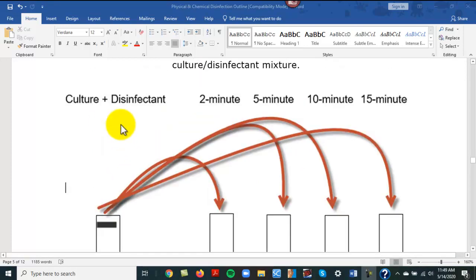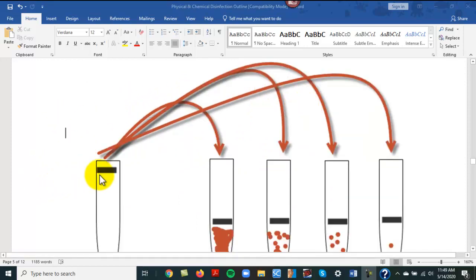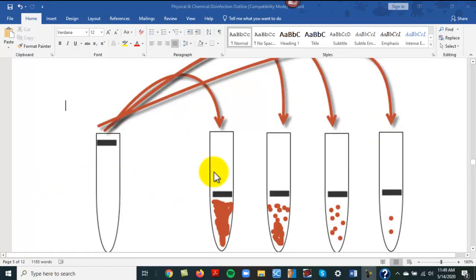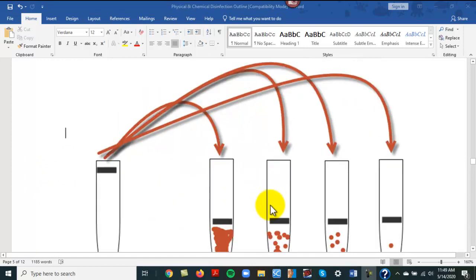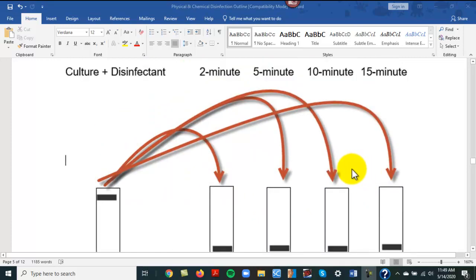The culture plus disinfectant, you throw that away. It's gone. What this does is kind of cool. It'll give you a time frame. It'll tell you how long it took that disinfectant to start killing cells. If you have growth in the 2-minute and growth in the 5-minute, and then the 10 and 15 have no growth, that means it took at least 5 minutes for the chemical to start working.